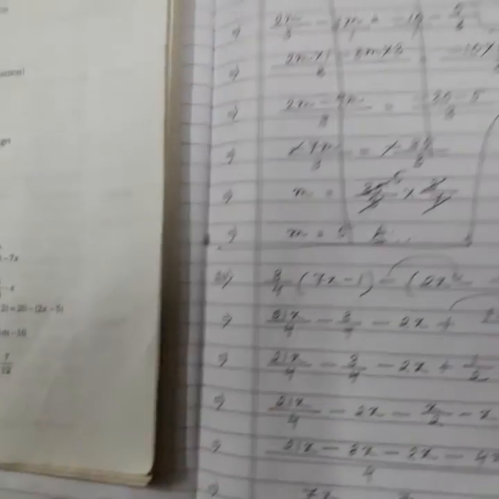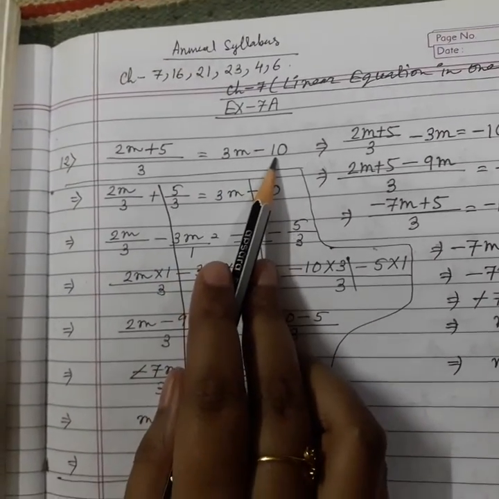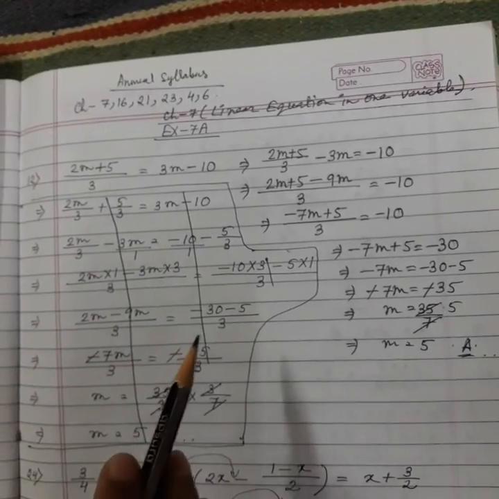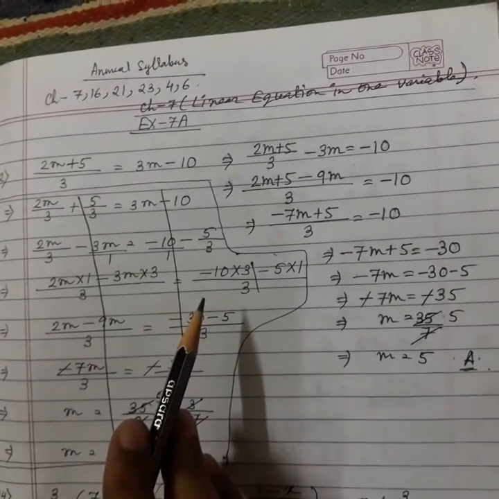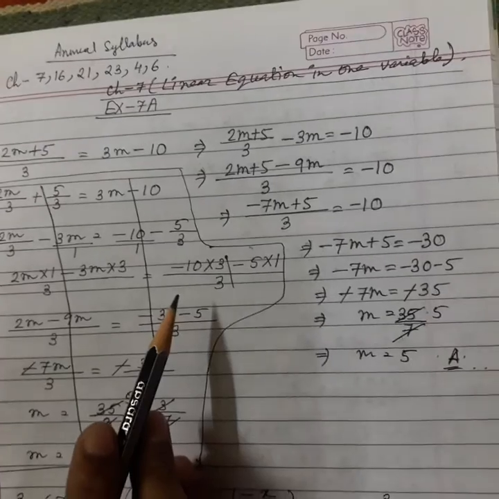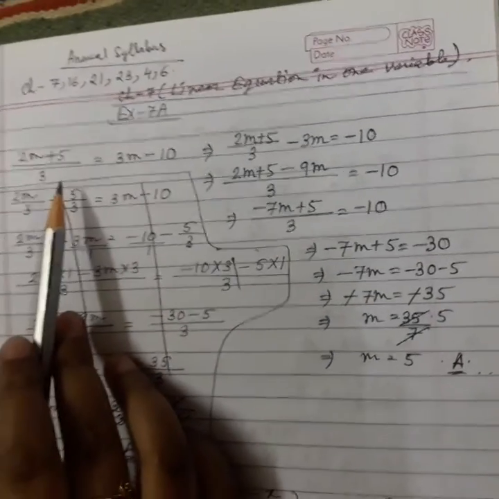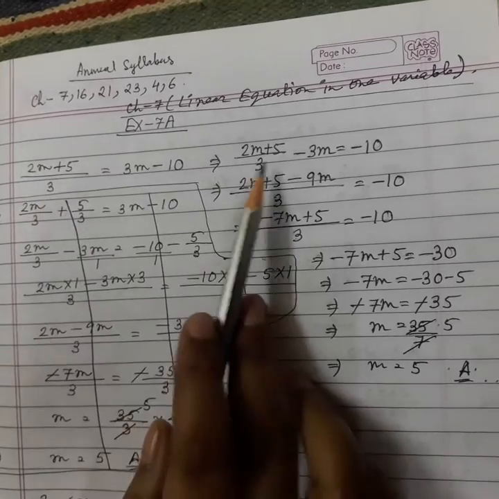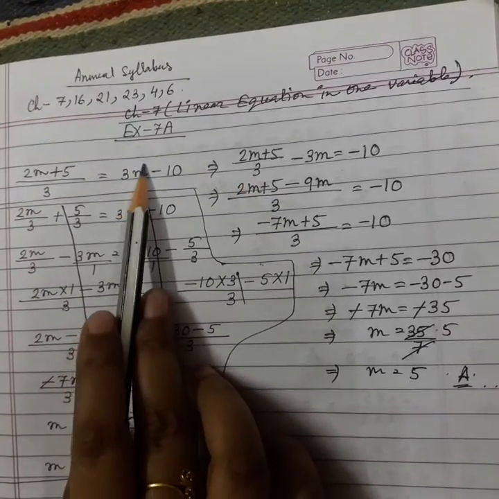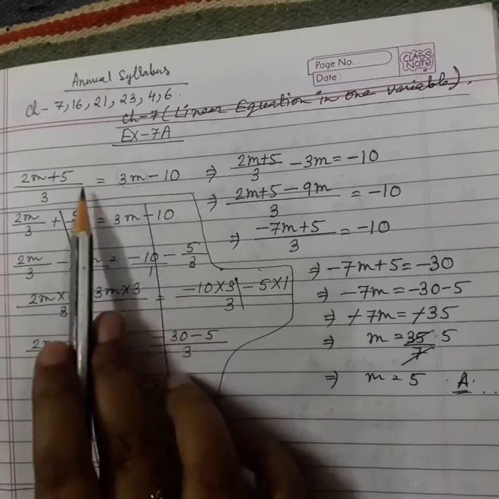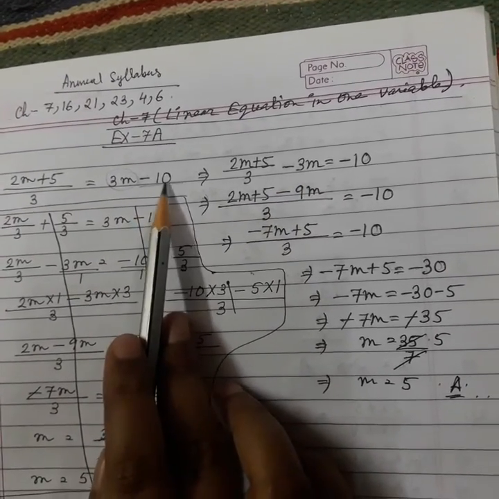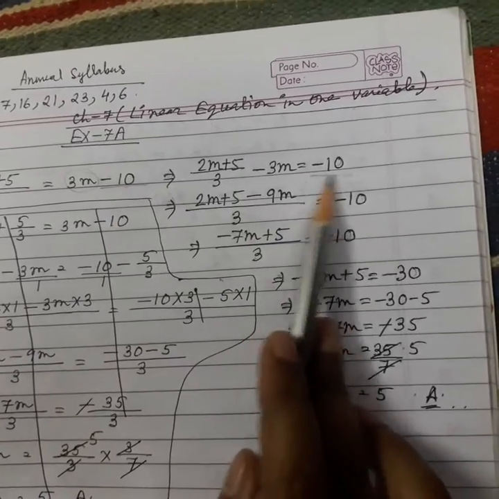So how you have to solve question number 12: 2m plus 5 by 3 equal to 3m minus 10. We know what the steps are to solve the equation. First we have to take all the variables on the left side and all the constants on the right side. So 2m plus 5 by 3 is already given on the left side, so we have written it; 3m on the right side, so we have taken it on the left side, it will come minus 3m, and minus 10 is the constant given on the right side, so that is the same.